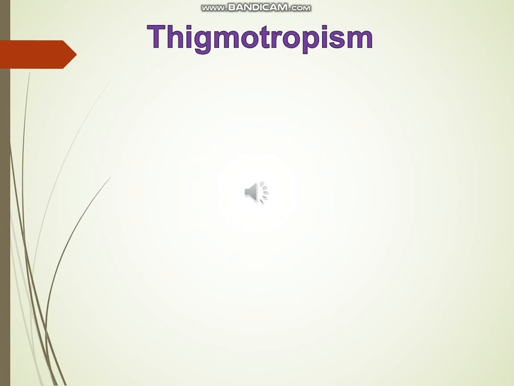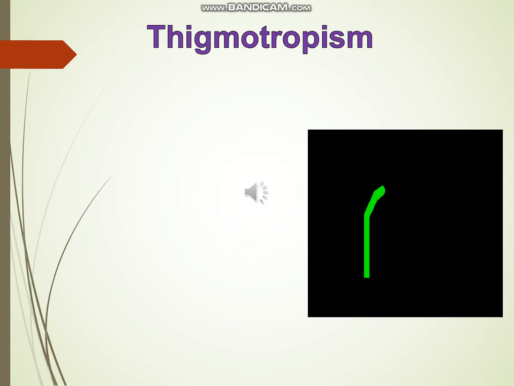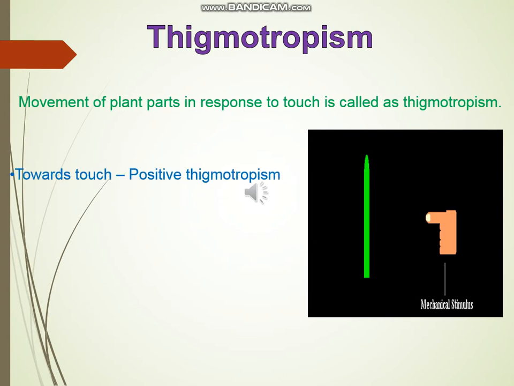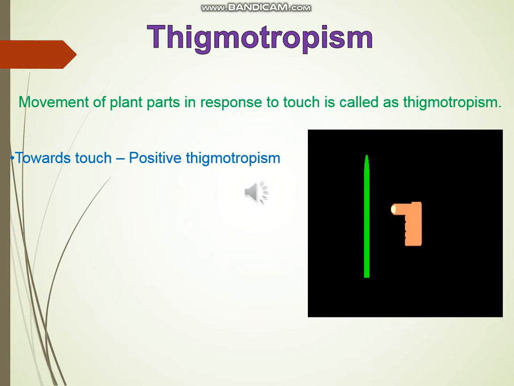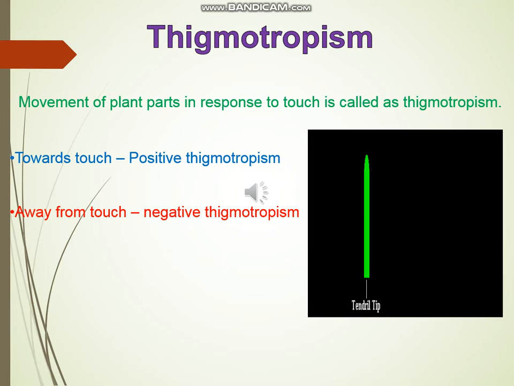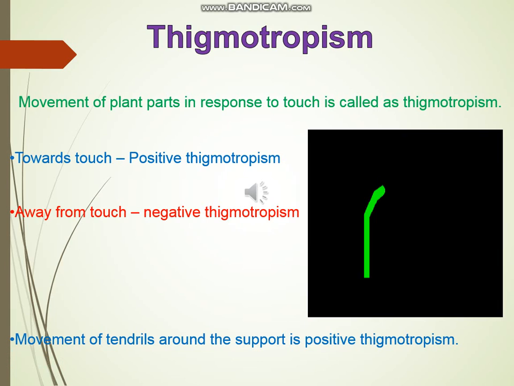Thigmotropism. The movement of plant parts in response to touch is called thigmotropism. Towards touch, positive thigmotropism. Away from touch, negative thigmotropism. Movement of tendrils around the support is positive thigmotropism.